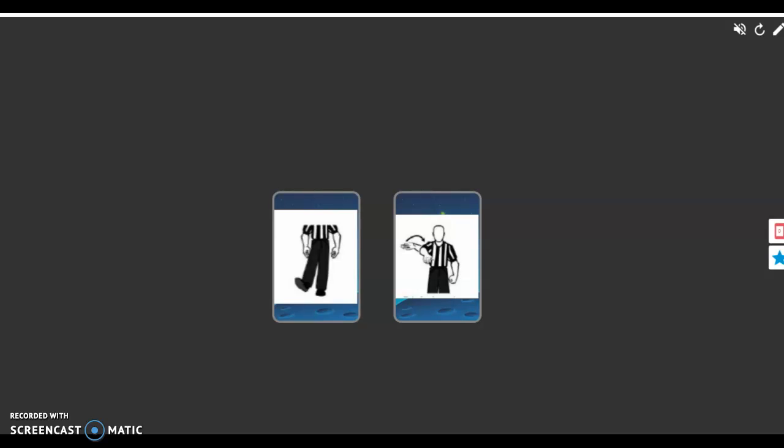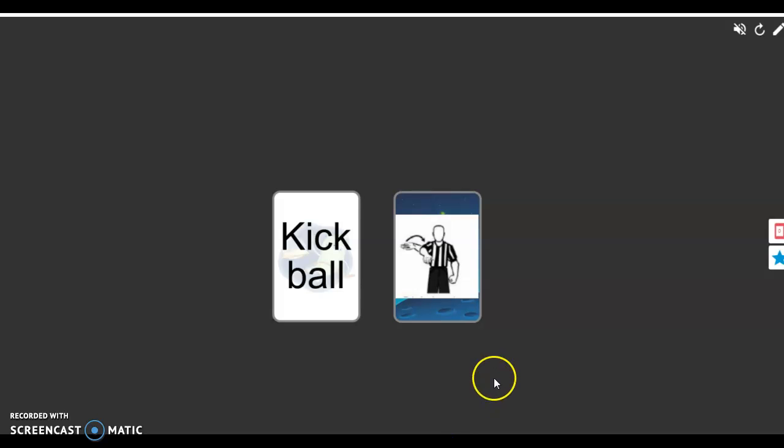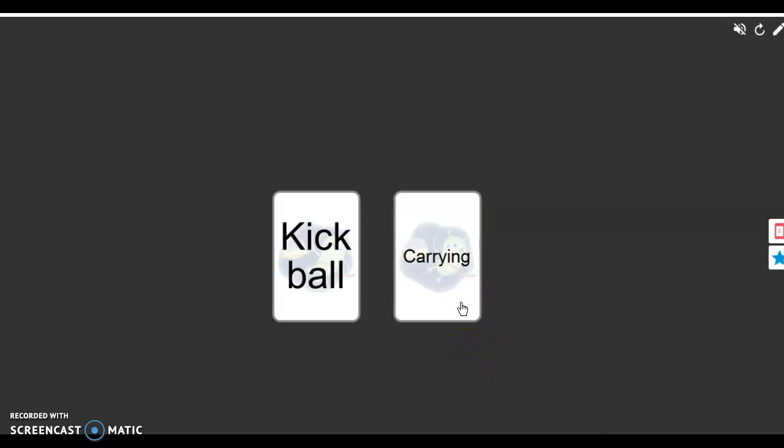Moving along to the next two, we're gonna have Logan tell me what's on the left side. Yes, it is kickball. And Ethan, can you tell me what's on the right side? Yes, it is carry.